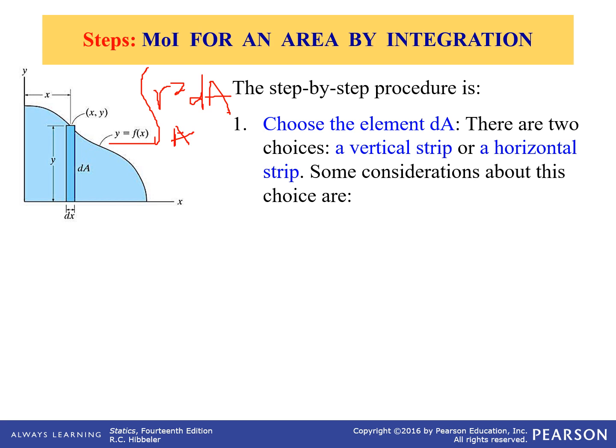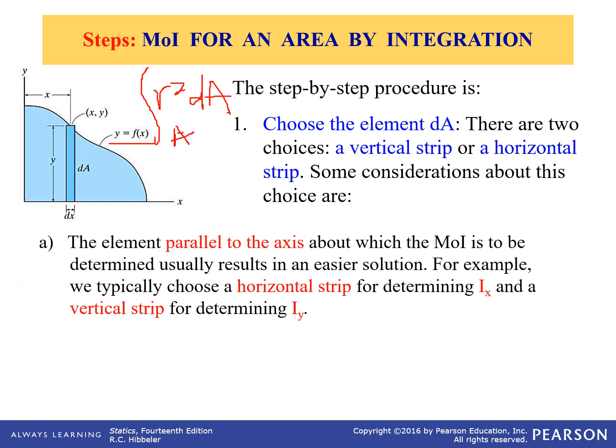Two choices again. Either we choose a vertical strip like that shown in this figure, or choose a horizontal strip. So which one to choose? There are some guidelines that we can follow. First, we're going to choose the element that is parallel to the axis about which we are calculating, so parallel to the axis. In this case, it looks like we are calculating the moment of inertia about the y-axis, right?